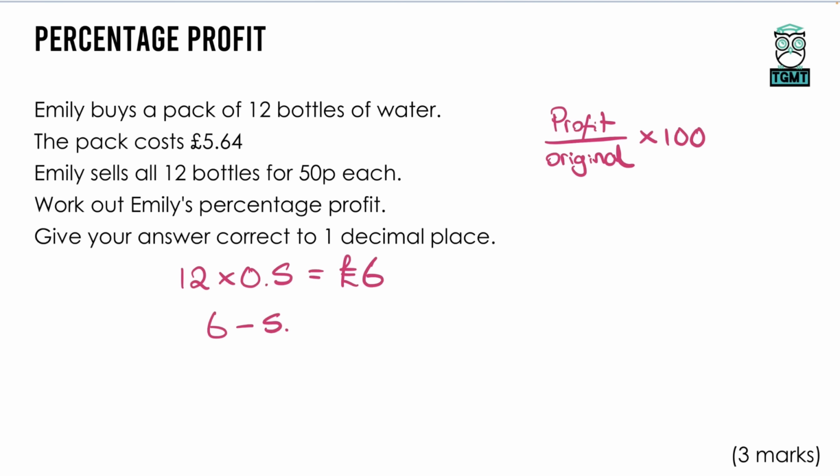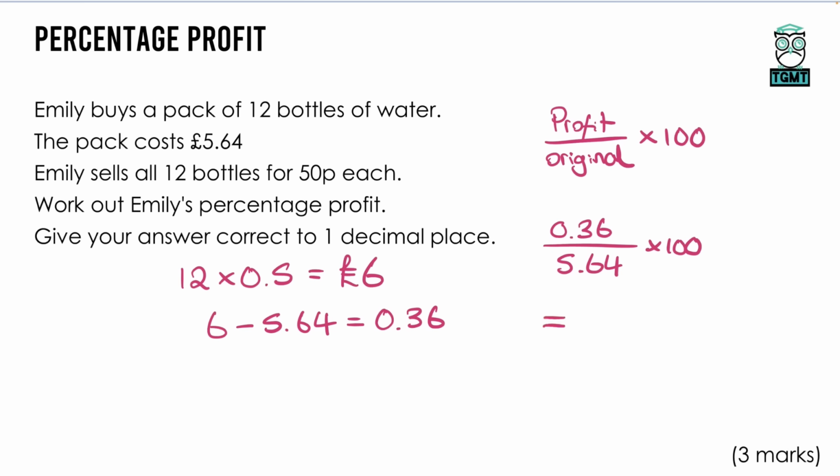She paid £5.64. So if we work this out, it will tell us our profit. So 6 take away £5.64, and that is equal to 0.36. So the profit she made is 36 pence. It's up to you whether you keep it in pence or convert it all into pounds, but I've got it in pounds. So I've got the profit, 0.36, over the original, £5.64, and I just want to multiply that by 100, just so that turns it into a percentage for me. 0.36 over £5.64. I'm just going to press times 100 straight away, just make sure it's not within the fraction there.